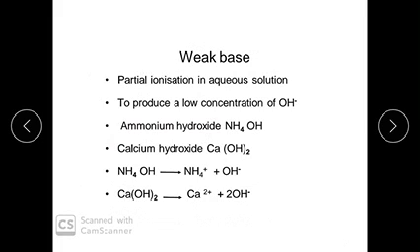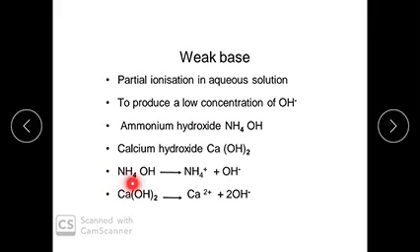Now let us see the weak bases. These are bases which ionize partially and produce a small number of hydroxyl ions in water; they are called weak bases. Examples of these weak bases are ammonium hydroxide NH4OH, and next one is calcium hydroxide Ca(OH)2.